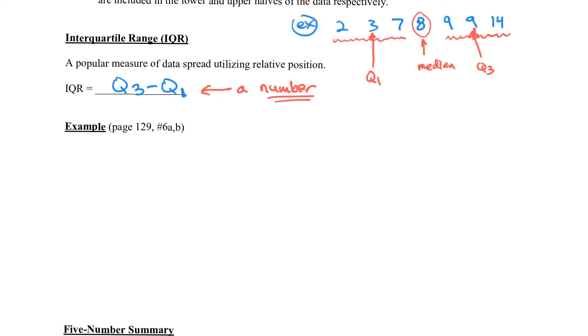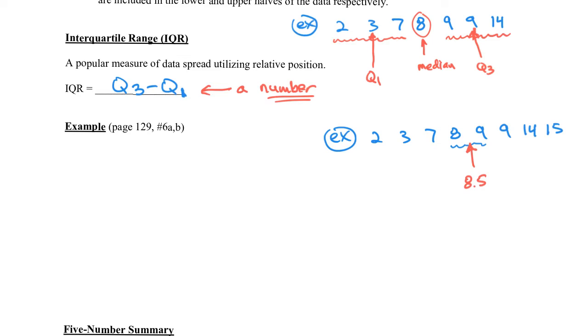So I'm just going to throw another number on this pile. What if we had 2, 3, 7, 8, 9, 9, 14, and 15? Same thing, they want us to find the median. If we look over here, now we've got an even number of data points. So the median is going to have to be the mean of these two. So the median is going to be 8.5.